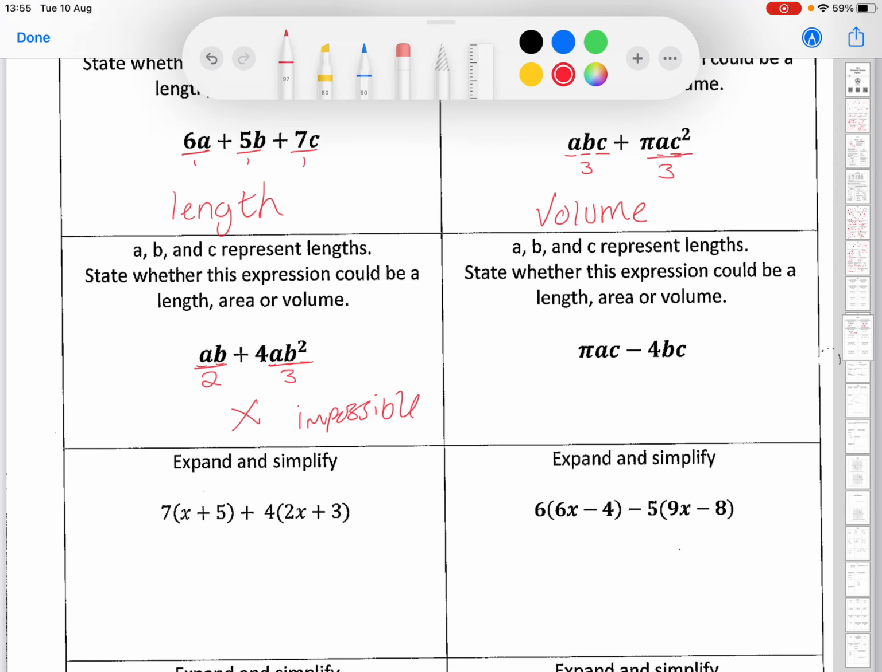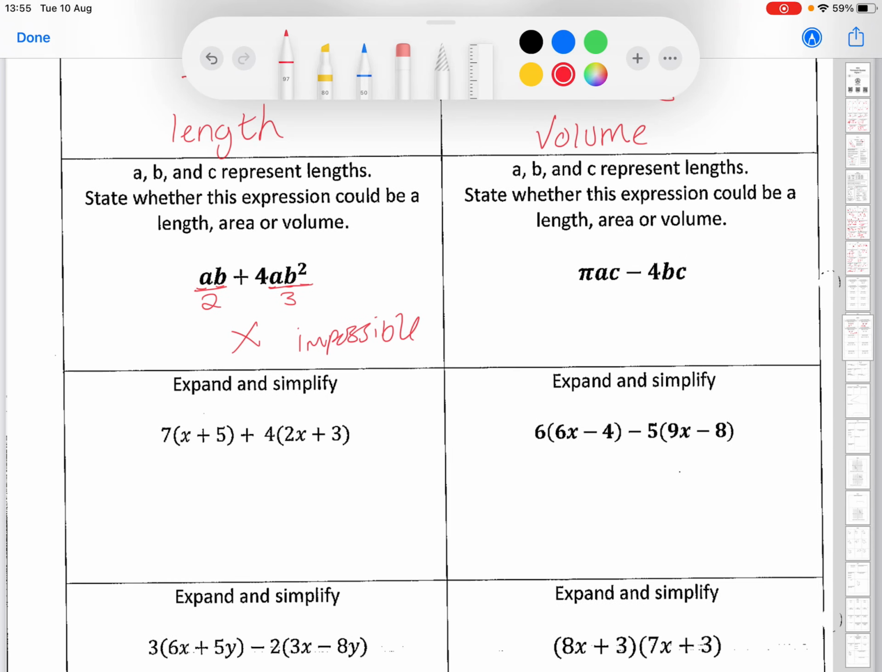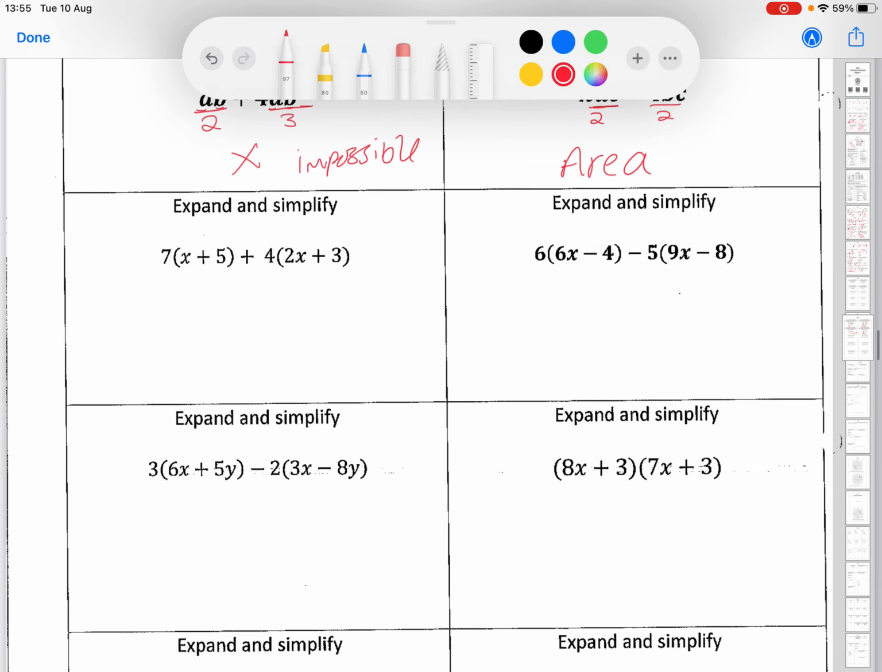Okay, so we can't add an area and a volume. It doesn't make an area or a volume. It's just no dimension to that. Right, next one we've got a letter and a letter, so that's 2 there. We've got 2 there. Yes, you can do a 2 and a 2, which make an area.